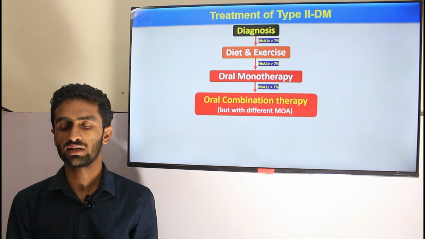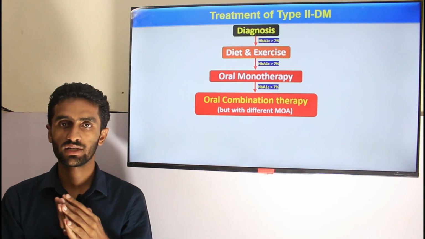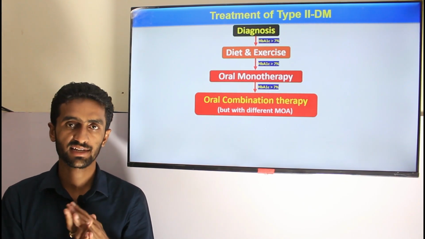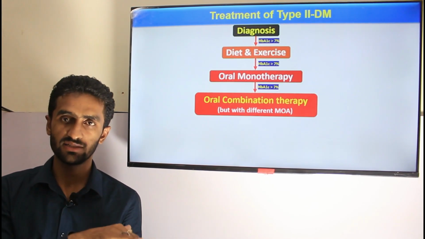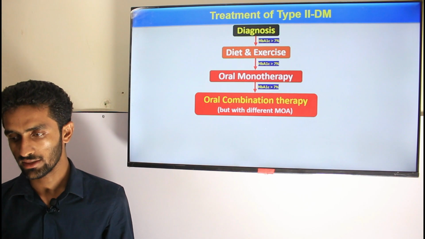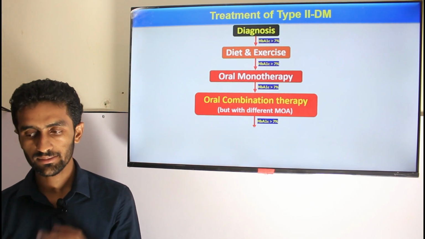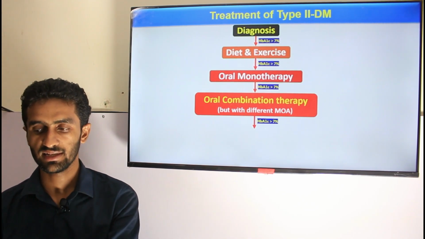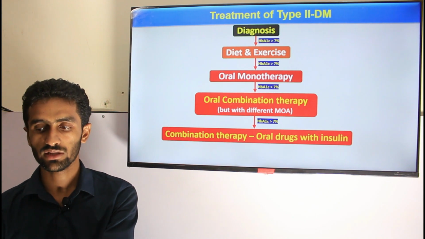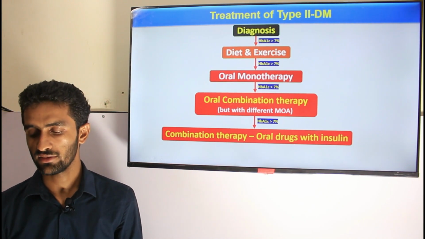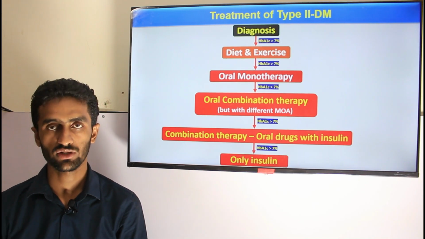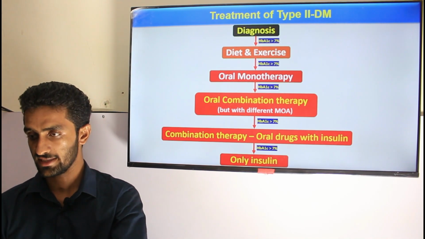Especially you avoid the two secretagogues, okay, the sulfonylurea and meglitinide, because they can cause hypoglycemia. Okay, but you can use the insulin sensitizer with the sulfonylurea. Okay, so if the HbA1c is still more than 7%, you can use the oral drug with insulin. If it's still ineffective, then you can go for insulin because it's the advanced stage.